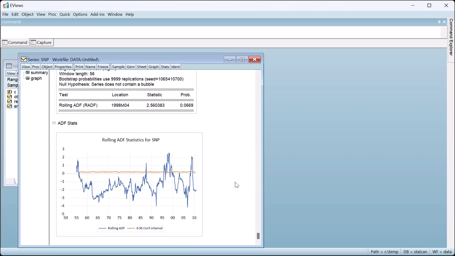We can see the rolling statistics in graphical form below the table, with the orange line indicating the 95% confidence interval. Any time where the statistic is above the line suggests a possible bubble.